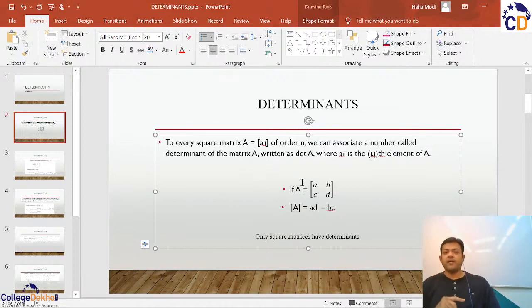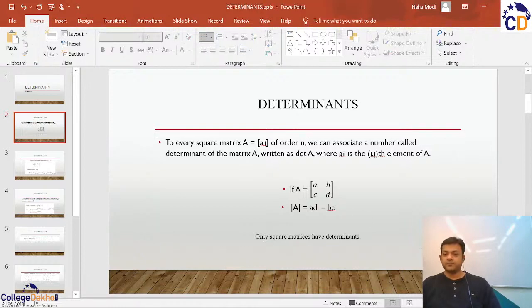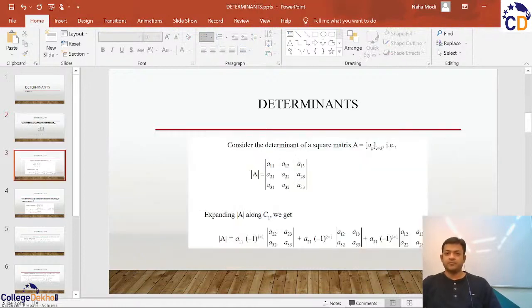We need to keep in mind that only square matrices can have determinants. In case we have a rectangular matrix, the determinant cannot be calculated. Please keep that in mind. Any questions from anyone? Okay. Now we'll move on to the next topic.